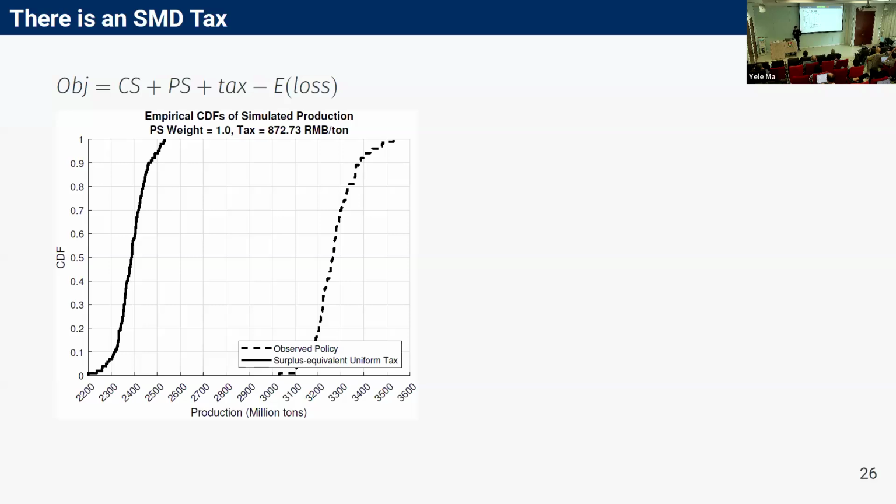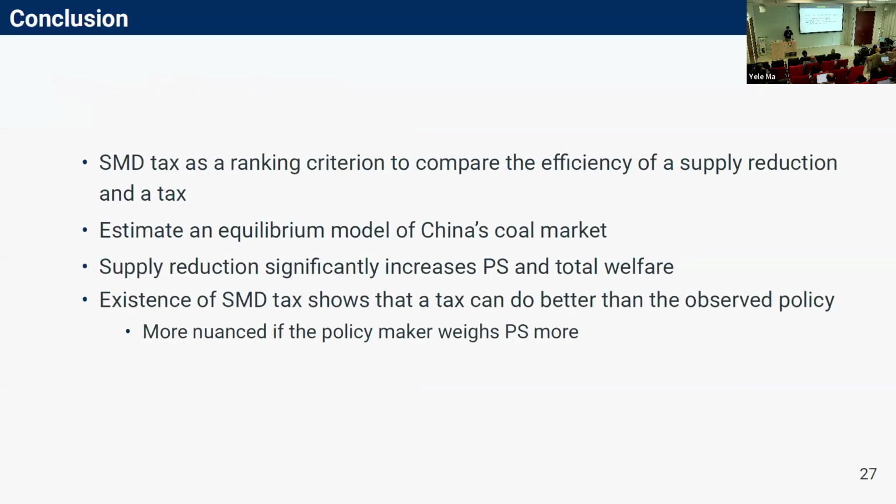It's clear that we find Q1 stochastically dominates Q2, which indicates that we find a tax with exactly the same economic surplus, but with a stochastically dominated quantity distribution. Based on the theorem, we can argue that this tax provides a higher overall welfare than the observed policy. So we indeed find a tax that can improve the economic welfare. Let me conclude.